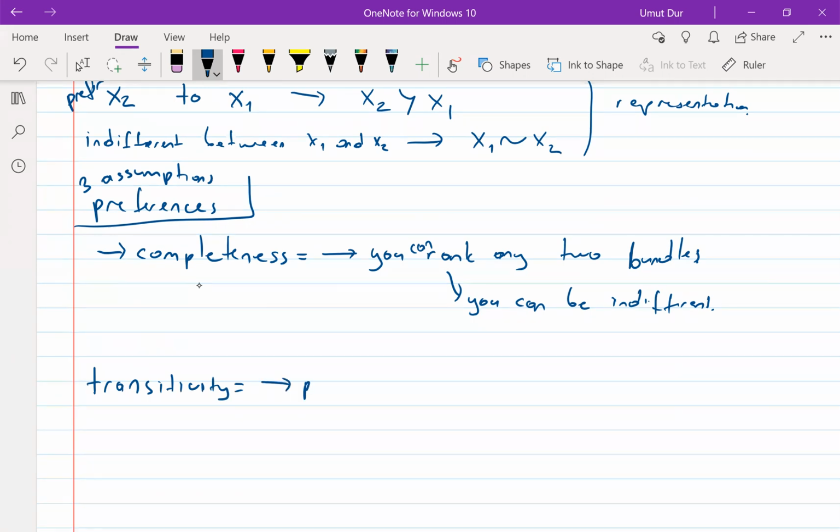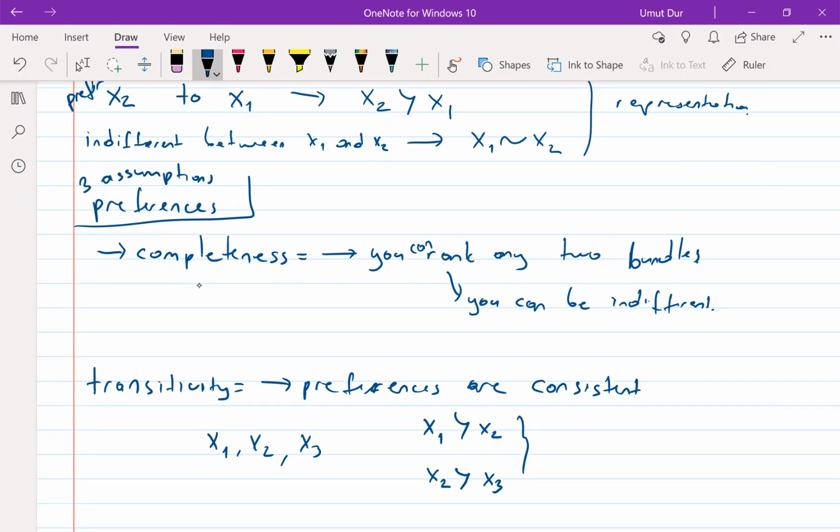Basically, this is saying that preferences are consistent. What we mean by consistency here: suppose that we have another bundle, x1, x2, and x3, all of them representing some amount of coffee and tea, and you know that you prefer x1 to x2, and you also prefer x2 to x3. If I don't say anything about the relation between x1 and x3, that is what consistency requires.